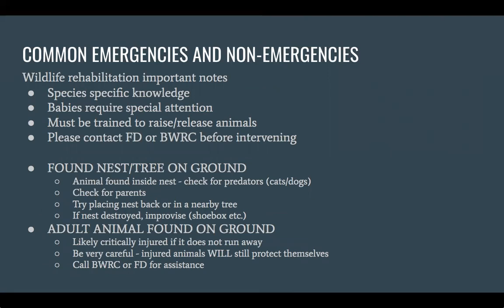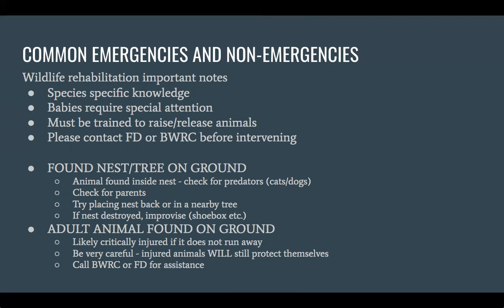Now, continuing, some more important notes on wildlife rehabilitation. Species-specific knowledge is required for some situations. Babies require special attention, especially if they are orphaned. You must be trained to raise and release a wild animal, and that does not include being trained under the Wildlife Ambassador Program. Further training is required to raise and release wild animals. And please contact the Forest Department or the BWRC before intervening in any situation.